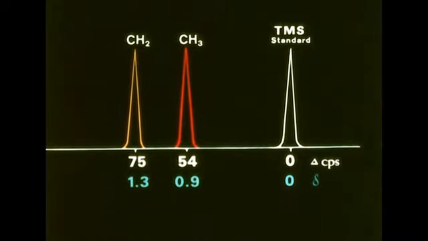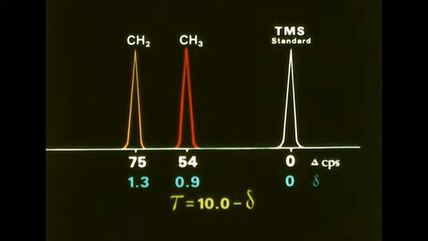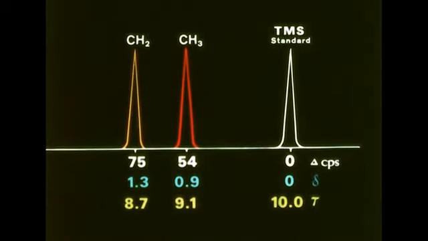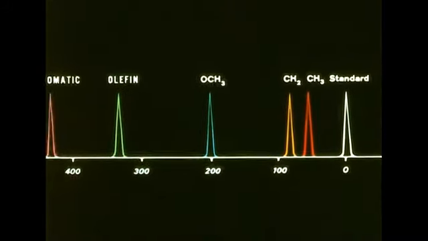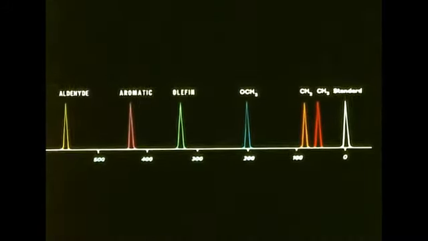Another common unit, called tau, is defined as 10 minus delta. On the tau scale, the methyl group has the value 9.1, and the methylene group has the value 8.7. Protons in other groups, for example, methoxyl, olefin, aromatic, and aldehyde protons, also have characteristic chemical shifts, shown here in cycles. Shifts to higher frequency or lower field are shown as shifts to the left in a spectrum.